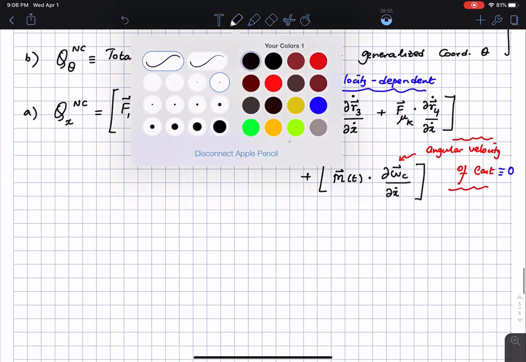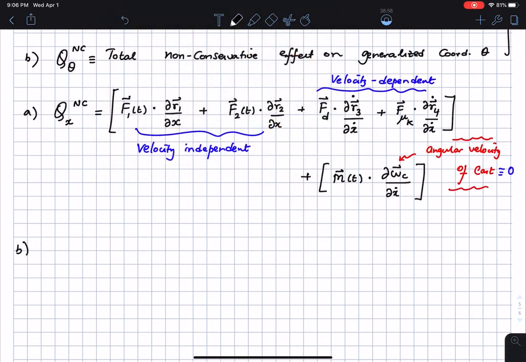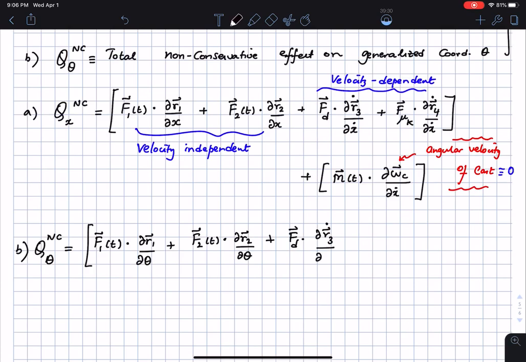And likewise, I'm going to write the same thing for the theta generalized coordinate as well. So Q_theta nc is going to be F1 of t dotted with dr1 by d theta. Then F2 of t dotted with dr2 by d theta. Then I'm going to have F_d dotted with dr3 dot by d theta dot.